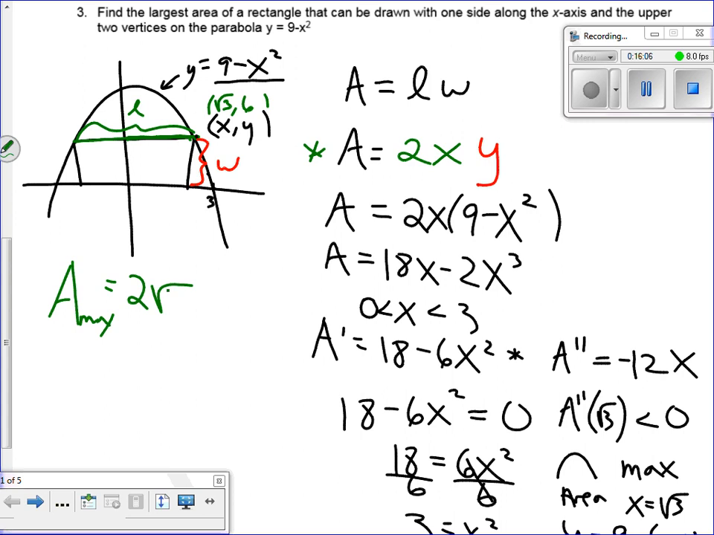2 root 3, right, 2x, and y we got was 6. So we get 12 root 3. That would be the optimal area, the greatest area of a rectangle that can be placed under there. That would be square units, but they didn't give us units.